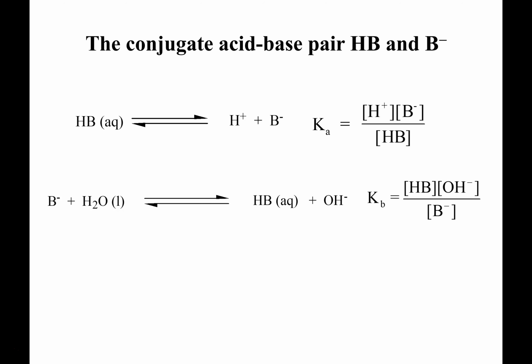Now, here we're looking at the hydrolysis of water. The B minus here is your weak base. It's taking a proton, a hydrogen, from a water molecule. On the product side, we have its conjugate acid, and also what's left over from the water, which is the hydroxide ion. The Kb expression is this, where we have the conjugate acid times the hydroxide ion in the numerator, divided by the weak base in the denominator.